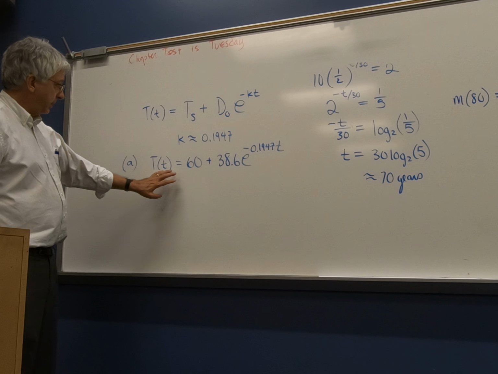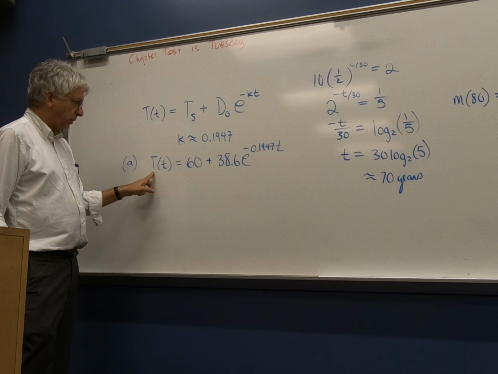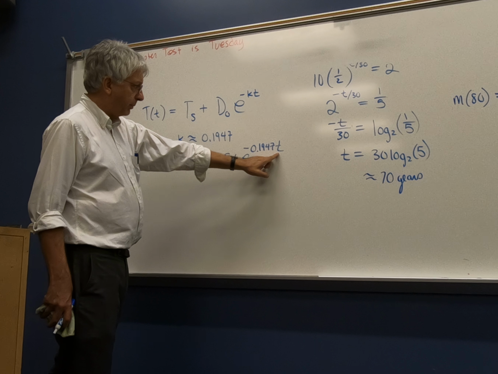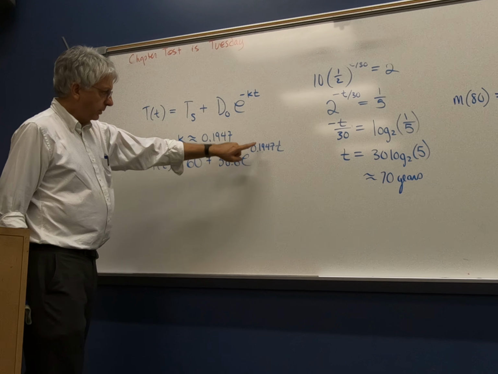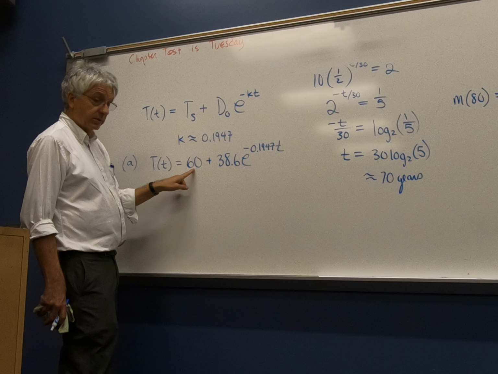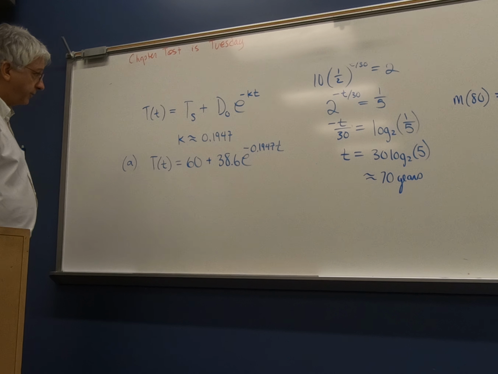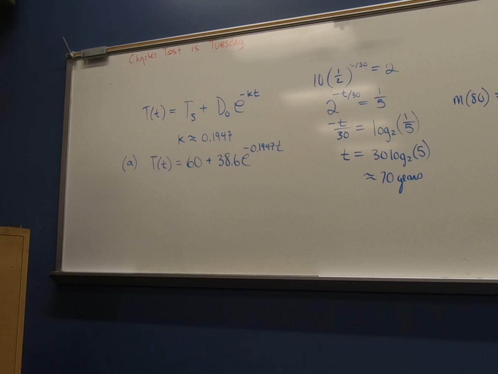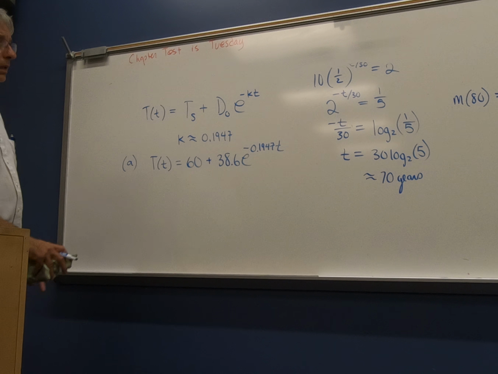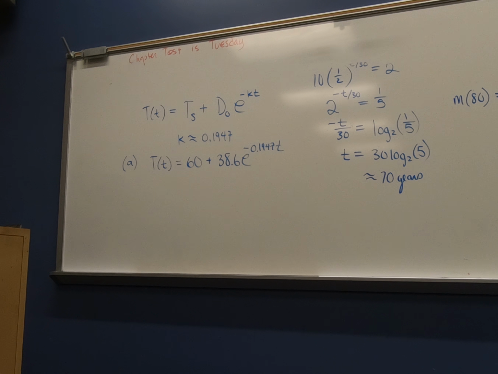So what's the limit of the capital T temperature as the lowercase t time goes to infinity? Well, this term is going to go to 0, right? It's approaching 0 asymptotically, so it's going to approach 60 from above, right? Cooling off from 98.6 and approaching 60 asymptotically. All right, so part B. Oh, there is only part B.